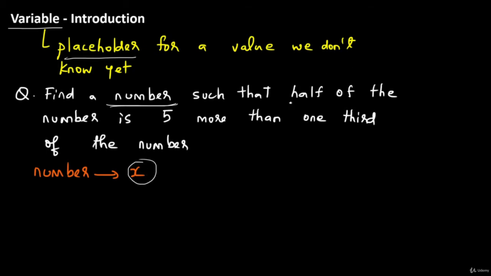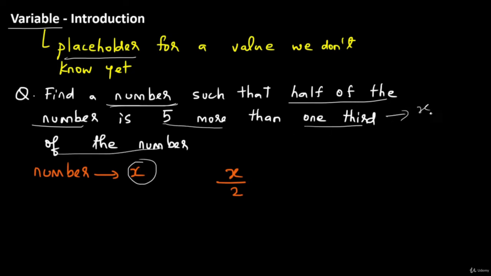Now it's mentioned that half of the number is 5 more than 1/3 of the number. So half of the number would be x divided by 2, right? Because we have taken the number as x. Alright, now this is equal to 5 more than 1/3 of the number. 1/3 of the number would be x by 3, right? And 5 more than x by 3 would be equal to x by 3 plus 5. So we have converted this statement over here into an equation with variables.